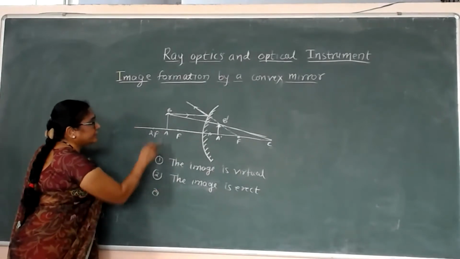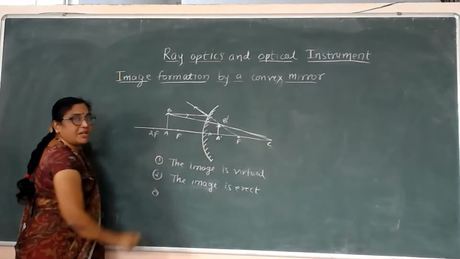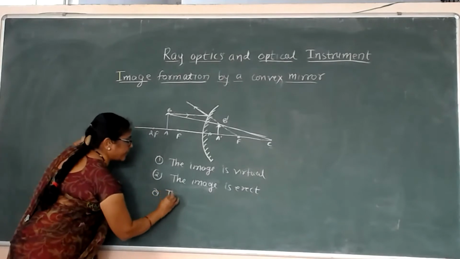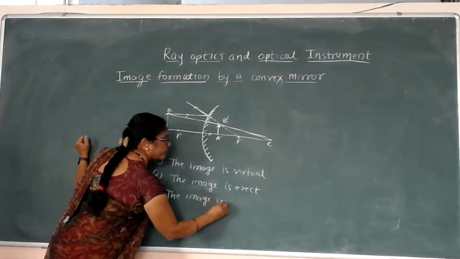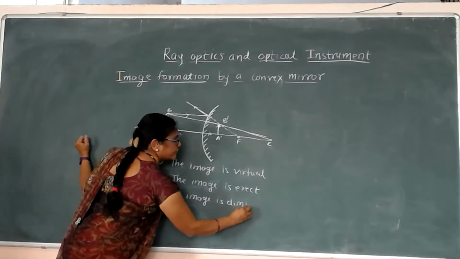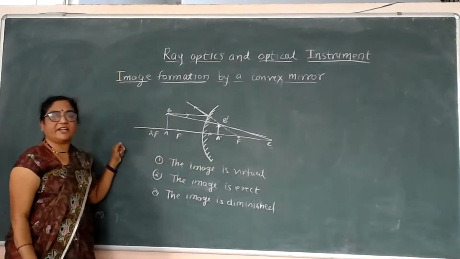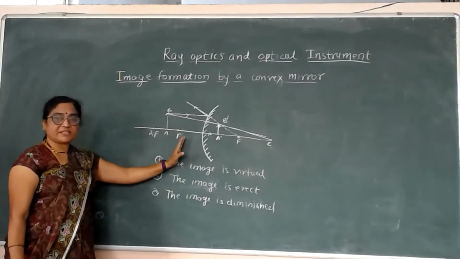Third point. The image is diminished because the height of the image is less as compared to the height of the object. So the image is diminished. So these are the points related to when the object is situated in front of a convex mirror.